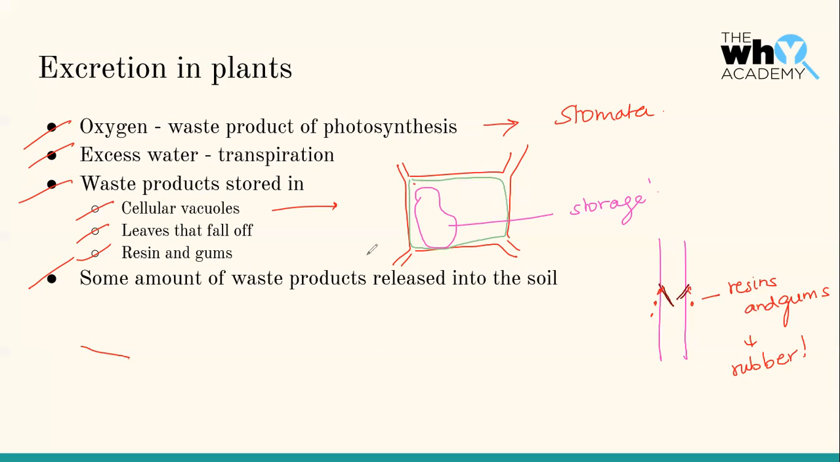And some amount of waste is also released into the soil. So you may get a question, I can't frame it correctly, but something like, do we get useful products from plant waste? Are there any useful products which we get from plant waste? And the answer to that would be resin and gums that we are using extensively, right? It is like a gift for us. Waste for the plants, but a gift for us.